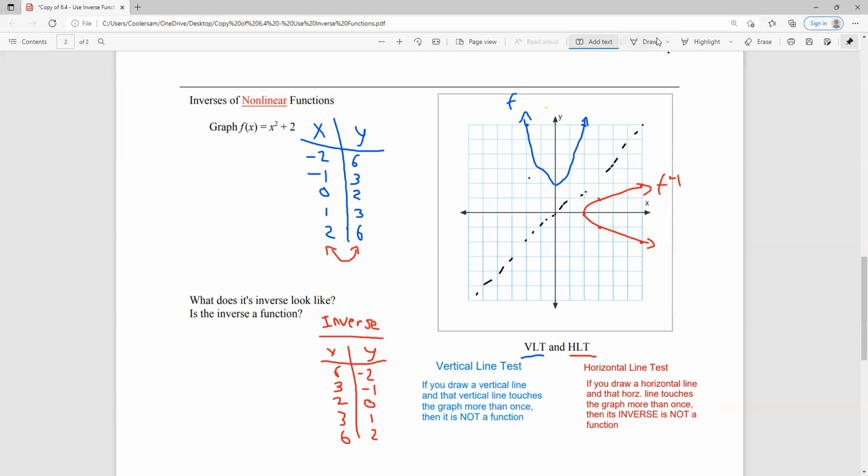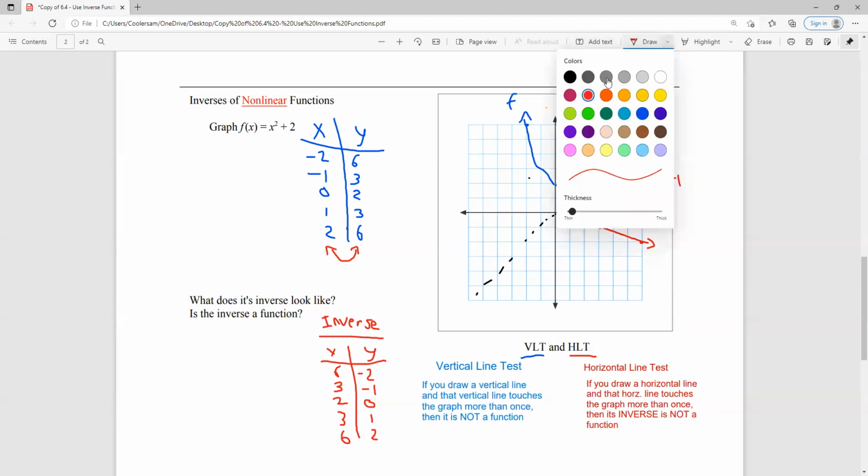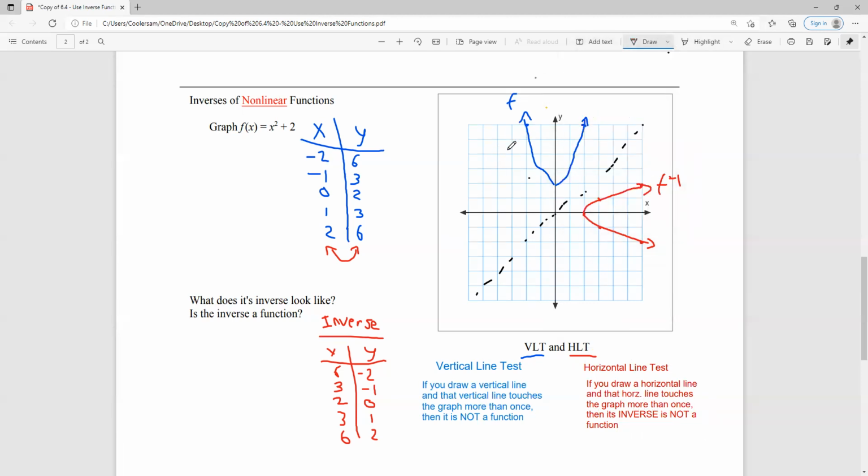So what that's saying is if I'm able to draw a horizontal line anywhere and it touches it more than once, like here it touches it twice, then that means its inverse, which is this, is not a function. And that holds true, right? We just tested using the vertical line test if this is a function or not, and it's not a function. So the horizontal line test lets you know immediately, without having to graph this other thing, that its inverse is not going to be a function.